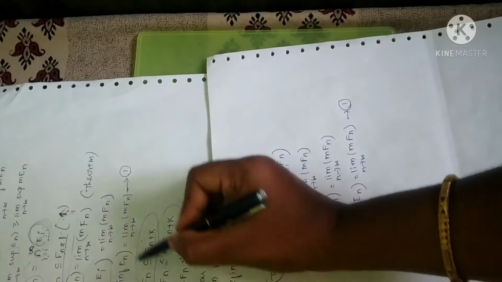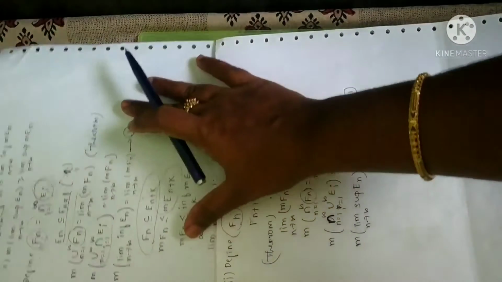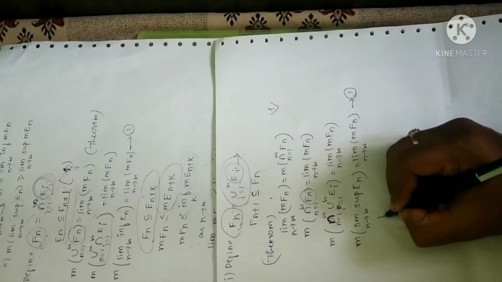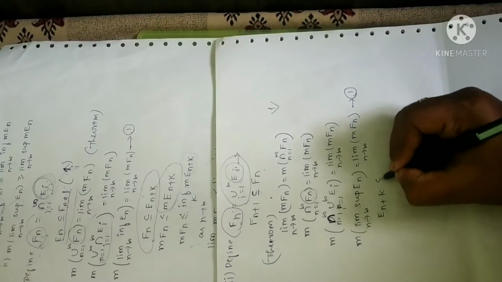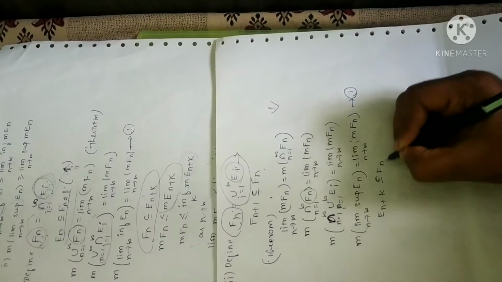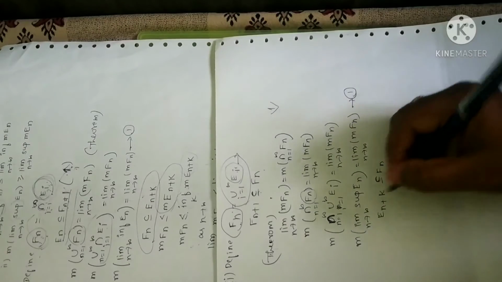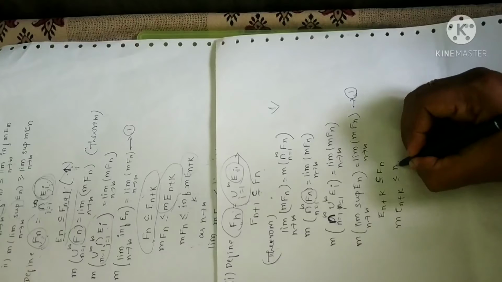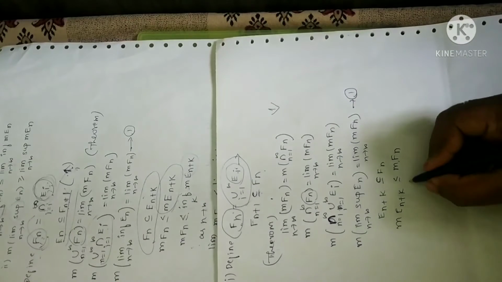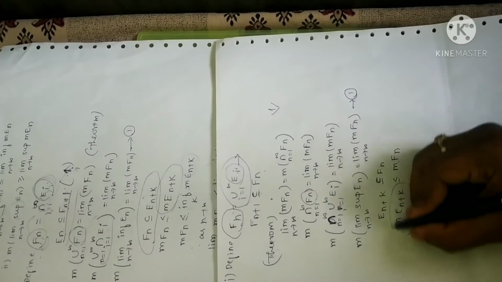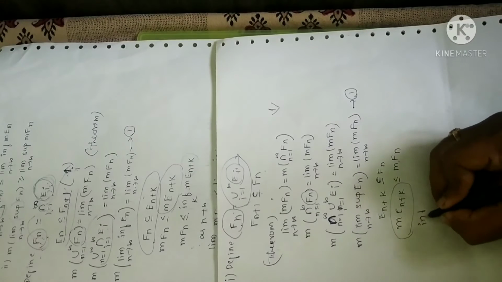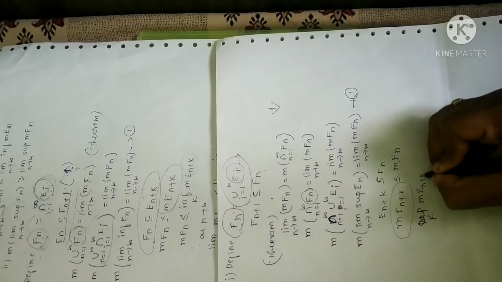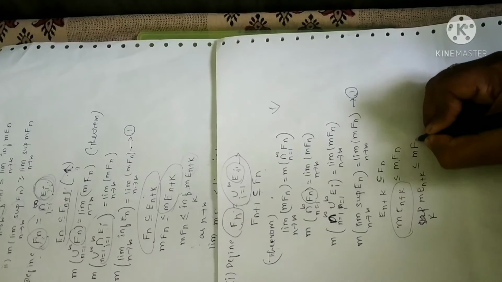Now since we have proved it for an infinitely increasing sequence, now we are proving it for an infinitely decreasing sequence. So I can write this statement as E_{n+k} is contained in Fn. For a decreasing sequence, I have told you at the beginning itself. Now I am going to apply measure on both sides. So measure of E_{n+k} will be less than or equal to measure of Fn. Or else I can write this as supremum over k of m of E_{n+k} is less than or equal to m of Fn.